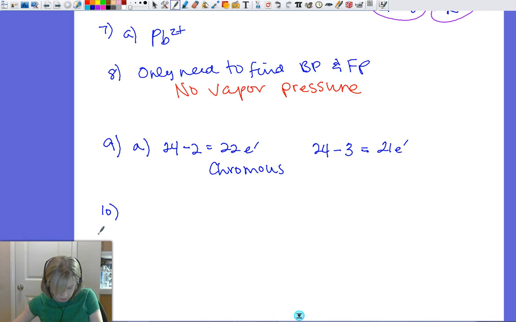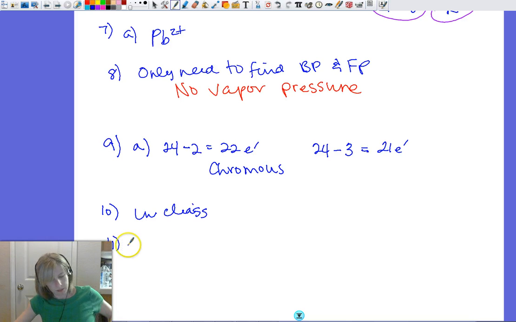So 10 we will do in class. Let's see, 11. Consider the first 2 columns on the periodic table. Answer the following questions considering the elements as ions in those 2 columns. So it says, what ions from these columns would be present in a solution if it gave no precipitate with sulfate? So if I added sulfate and nothing happened, it wants to know what ions could be in there.